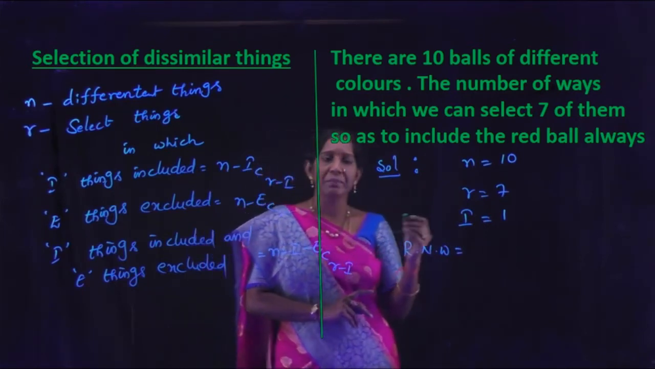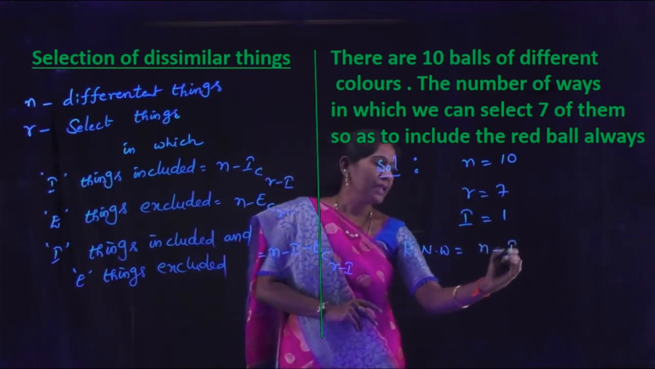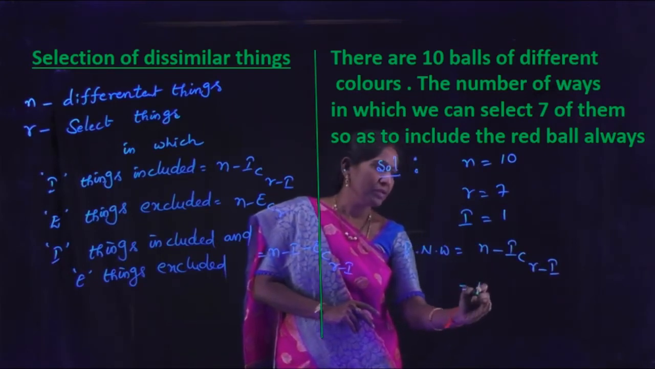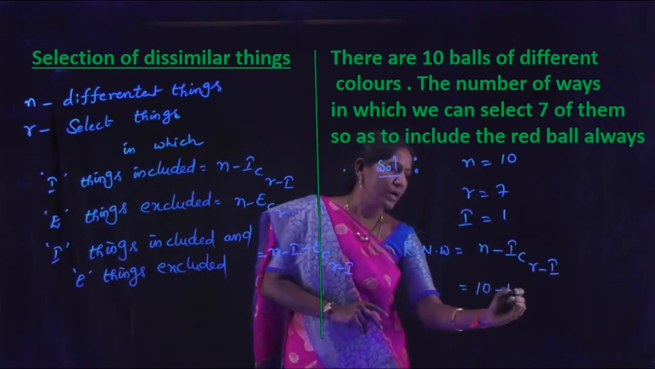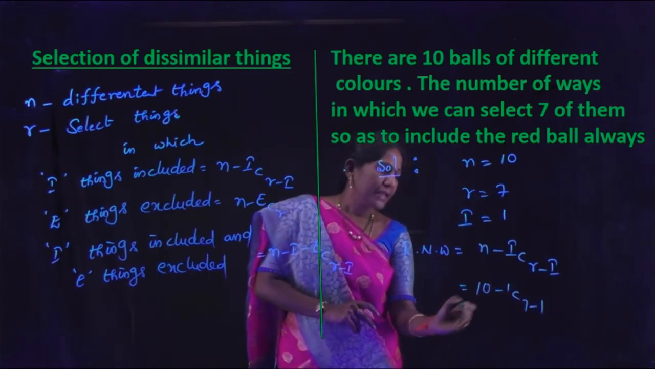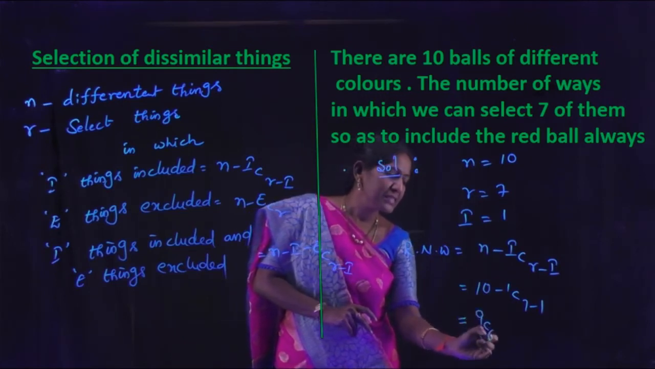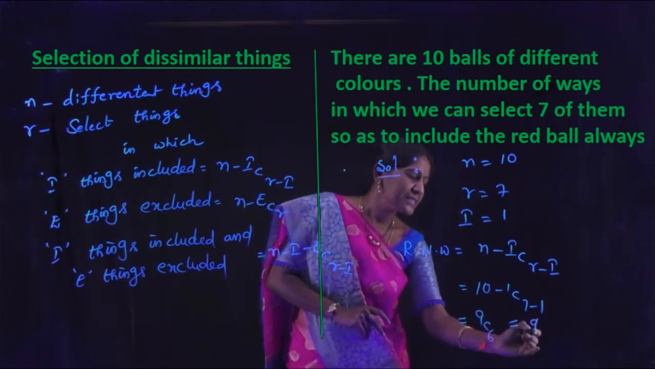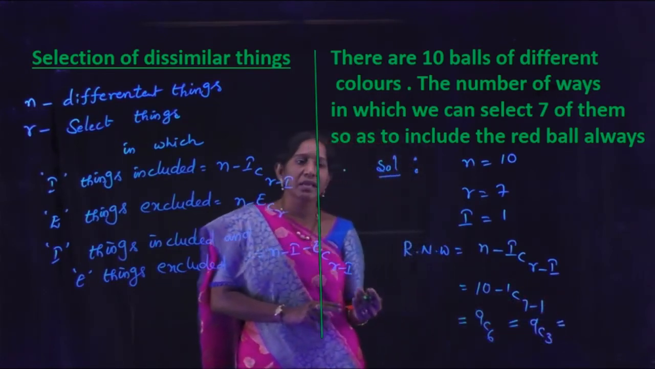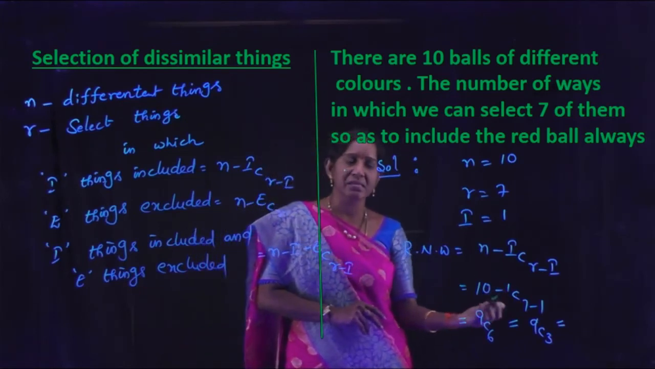So the required number of ways in which including things are given is n minus i C r minus i. Put the values: 10 minus 1 C 7 minus 1. That is 9C6. 9C6 is the same as 9C3, since nCr is nC(n minus r).